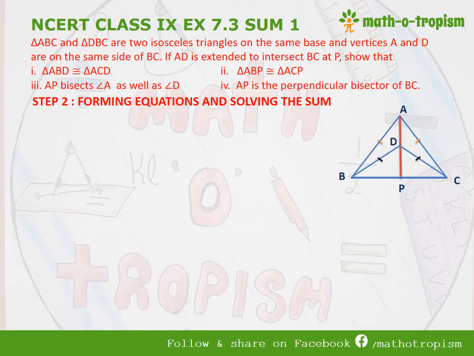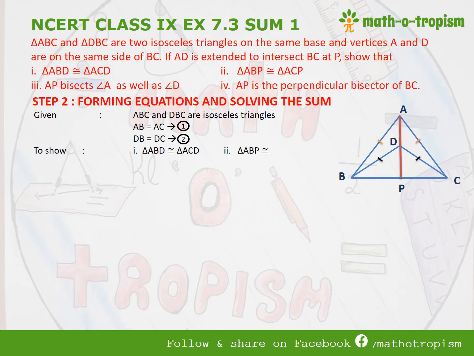Next step is forming equations and solving the sum. So given is ABC and DBC are isosceles triangles, which means AB is equal to AC, we'll keep as equation 1, and DB is equal to DC, we'll keep as equation 2. We need to show that triangle ABD is congruent to triangle ACD, triangle ABP is congruent to triangle ACP, and AP bisects angle A as well as angle D.